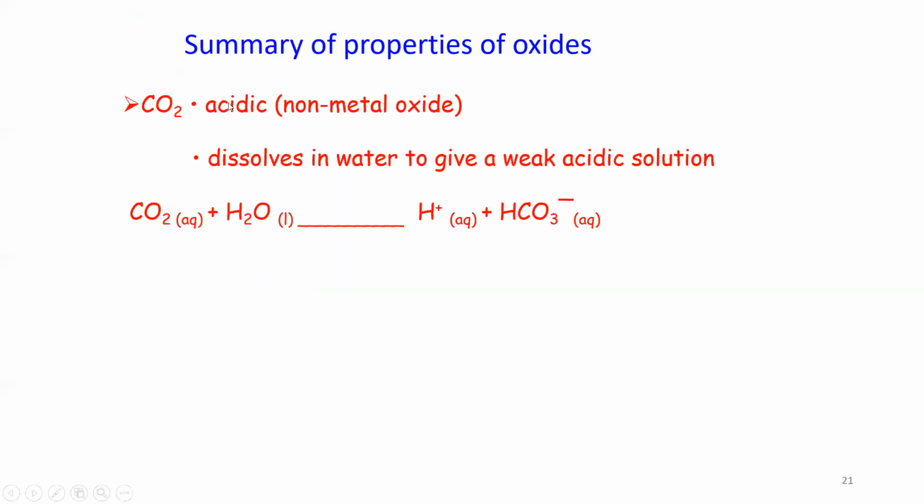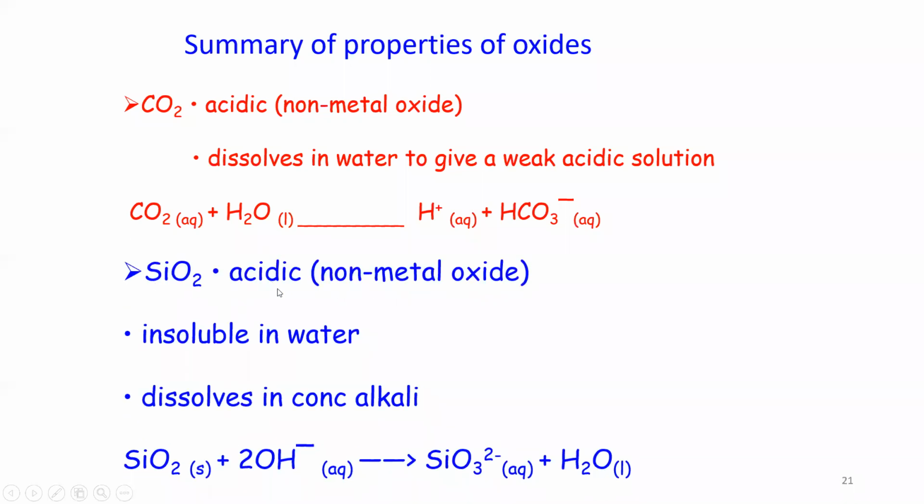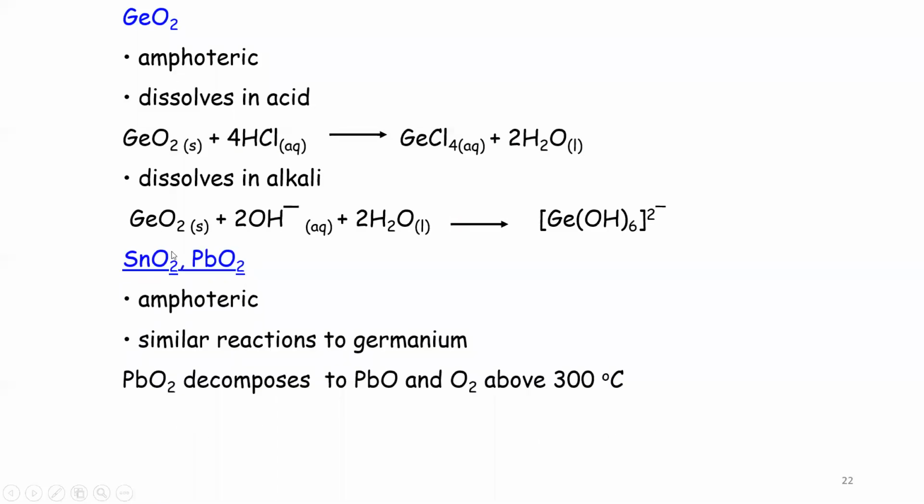Your CO2, the oxide, is acidic, so it can dissolve in water. Your silicon oxide is acidic, so it can dissolve in alkaline. Please note these differences. Your germanium oxide, your tin, and your lead, they are amphoteric, so they can dissolve in both acid and base, but they will not dissolve in water. That is one characteristic of elements or compounds that are amphoteric.